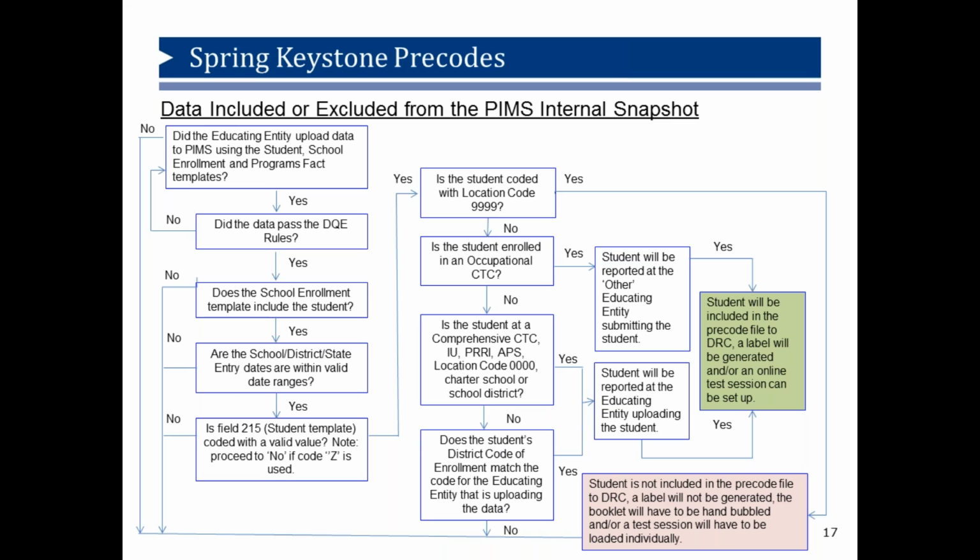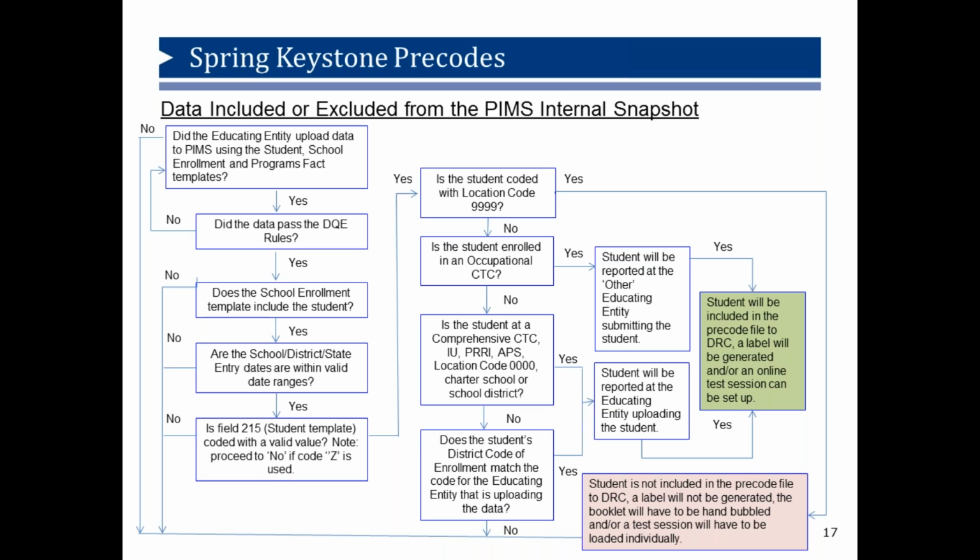If no, then the student is not included in the precode file that will be sent to DRC, which means that the student will not receive a precode label, the booklet will have to be hand bubbled, and the online test setup sessions will have to be loaded one student at a time.